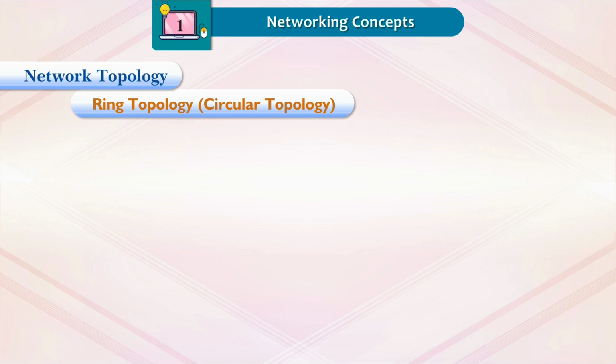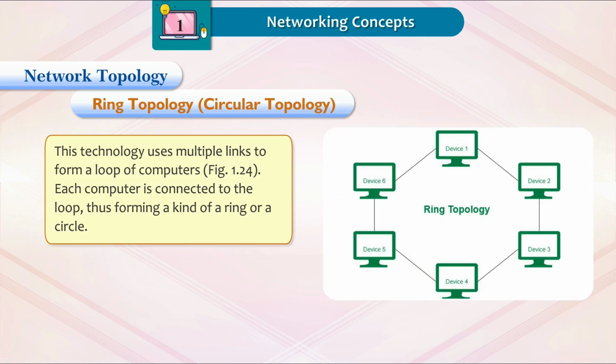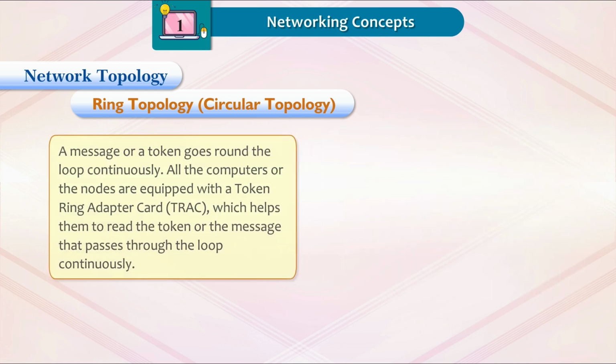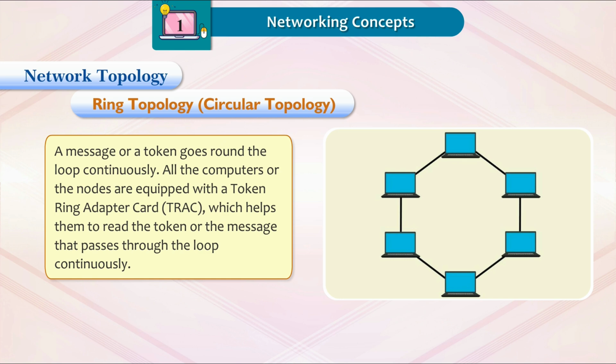Ring topology or circular topology. This topology uses multiple links to form a loop of computers. Each computer is connected to the loop, thus forming a kind of ring or circle. A message or a token goes round the loop continuously. All the computers or nodes are equipped with a token ring adapter card, which helps them to read the token or message that passes through the loop continuously.